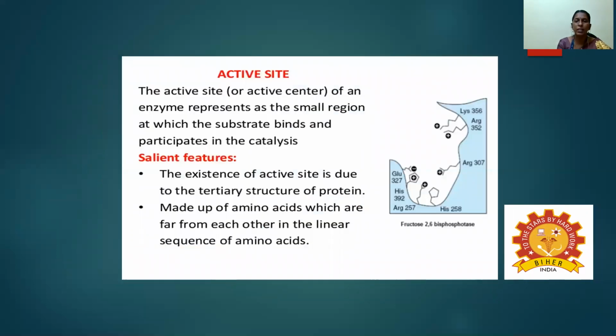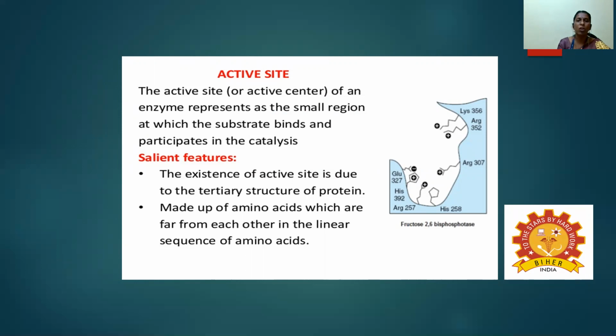An example is the enzyme fructose 2,6-bisphosphatase. This enzyme is present in the gluconeogenesis pathway, and it is a regulatory enzyme. Lysine 356, arginine 352, arginine 307, histidine 258, arginine 257, histidine 392, and glutamate 327. These are the amino acids that act as side chains involved in holding the substrate. This is called the active site.